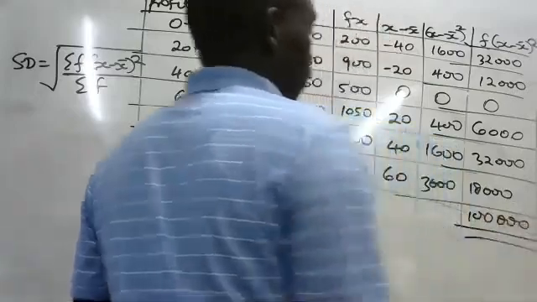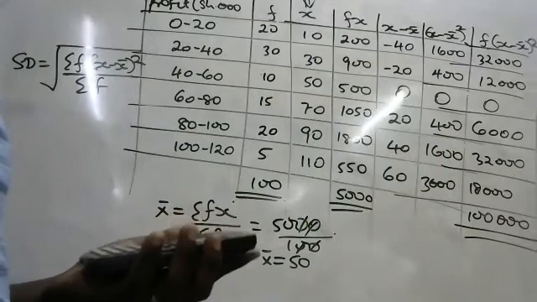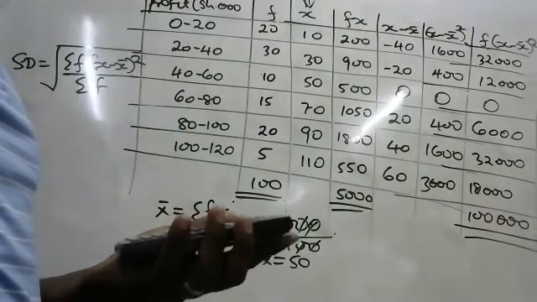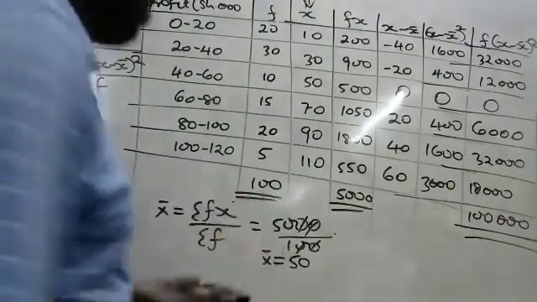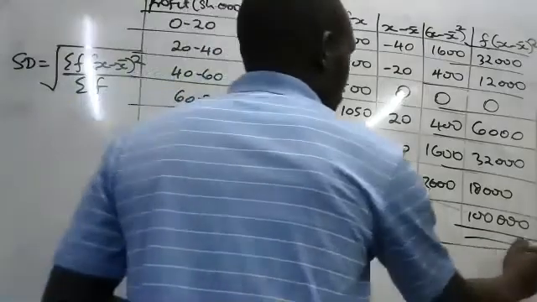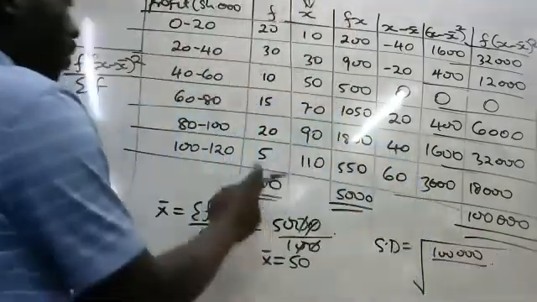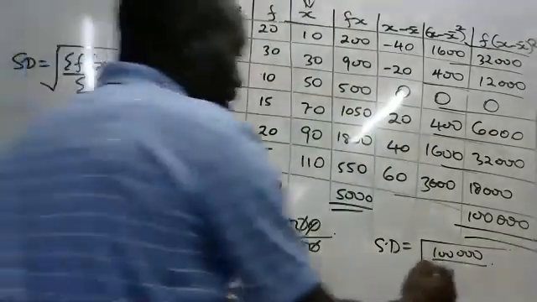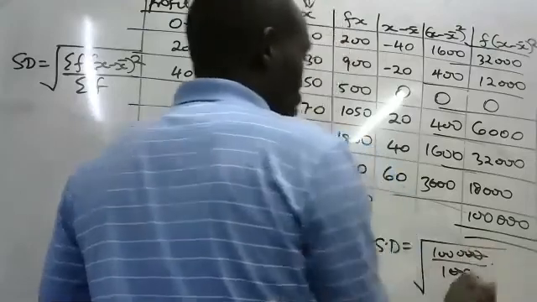Are you getting the same? How many in your calculator? Yes. You are getting the same? Yes. Okay. If that is the value, then our standard deviation will be equal to the square root of 100,000 divided by the sum of F, which was 100.